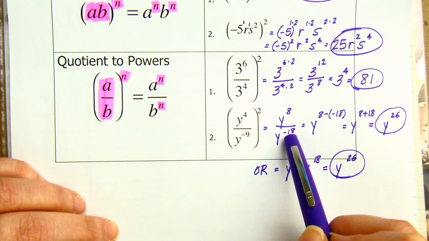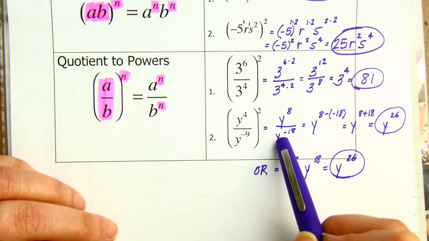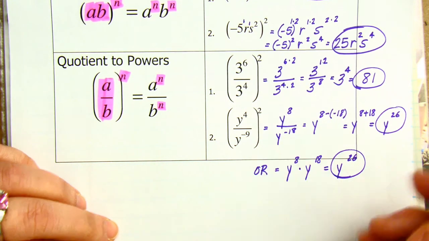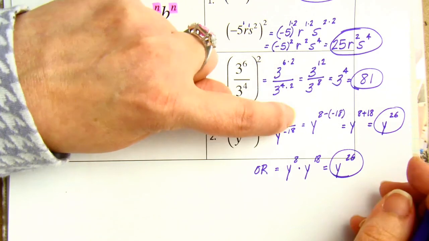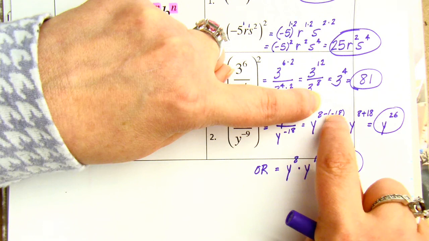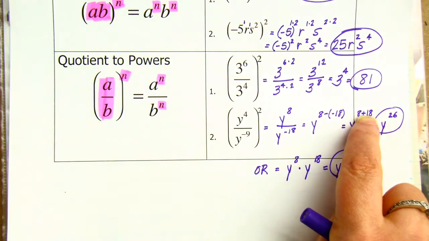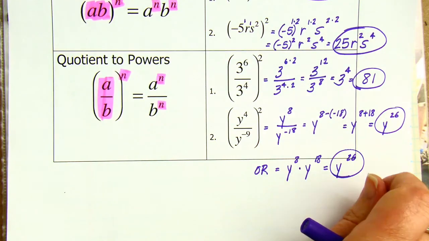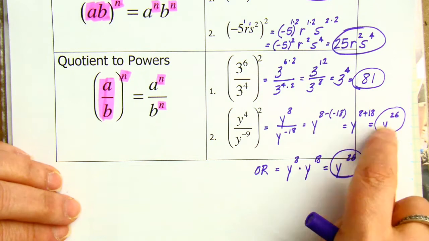Property of exponents, same base, division, you subtract the exponents. This becomes 8, subtract negative 18. The opposite of a negative is a positive, so this becomes y to the 8 plus 18. You add the exponents, you get y to the 26th power.